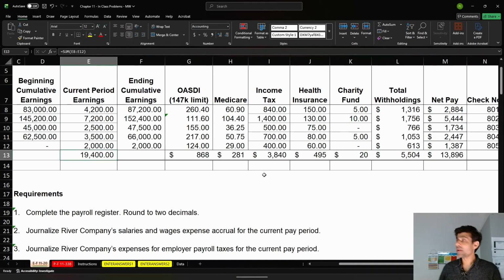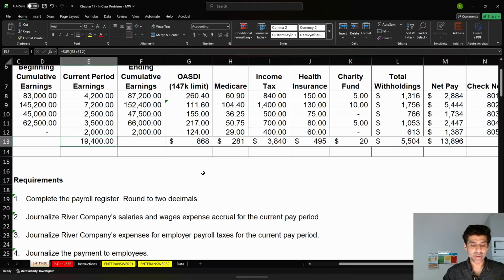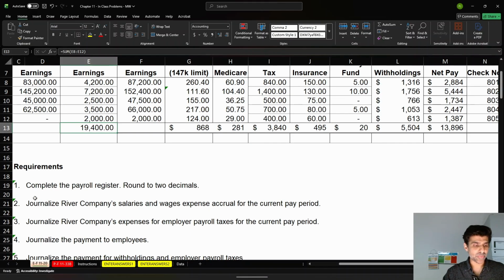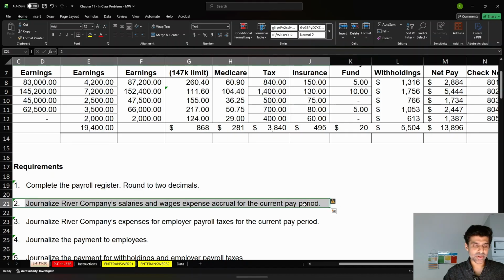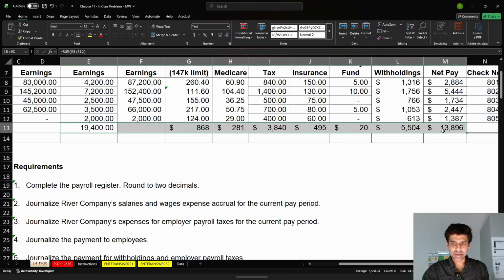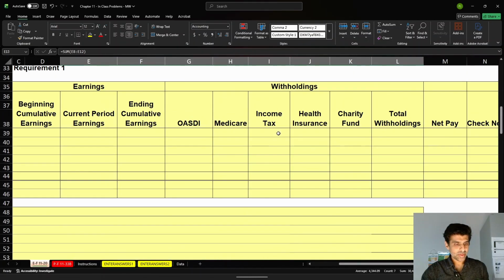Okay, so now I have all the numbers I'm going to need for my journal entry. I'm going to pause it here to make sure that your journal entries are correct for the salary and wage expense. So we've kind of done number one. I'll give you a minute to make sure you're satisfied with number two, and then we'll continue on.